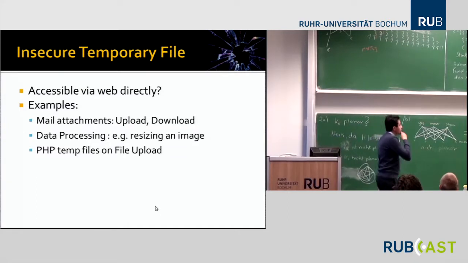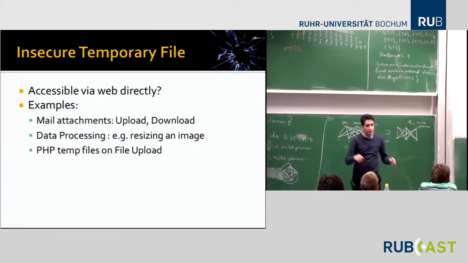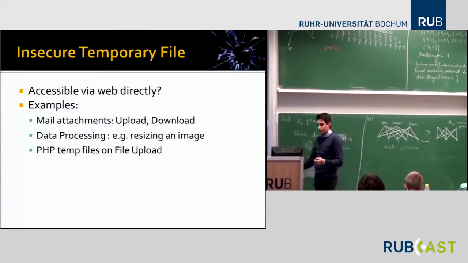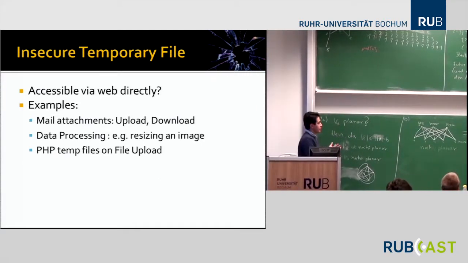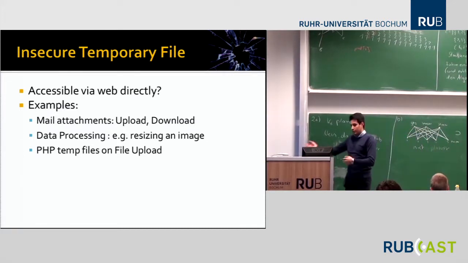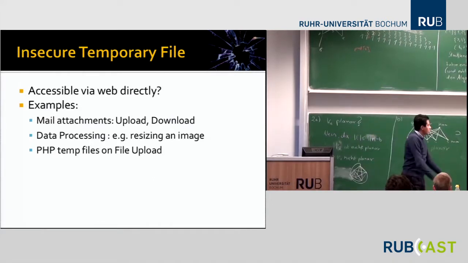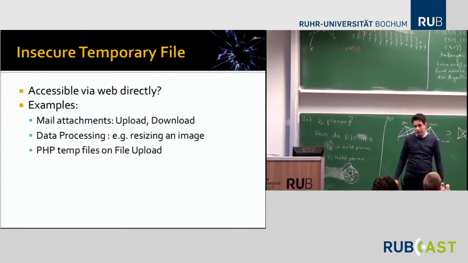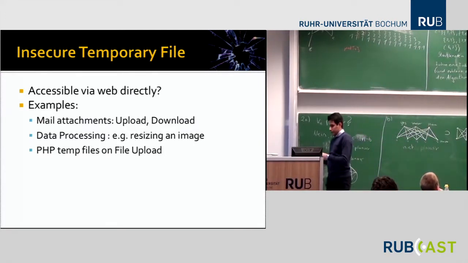Insecure temporary files. Sometimes when you upload files in file uploaders, it will create a temporary file for some reason. For example, you want to put it in a database, so it will create a temporary file to read it and then put it in the database, to queue it, to do something with it. I don't know, resize it, anything. And for example, mail attachments: when you upload something to email, maybe you put it somewhere first and then process it. I will show you an example soon.